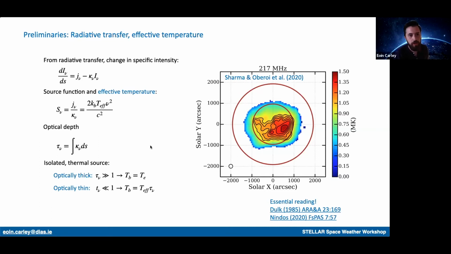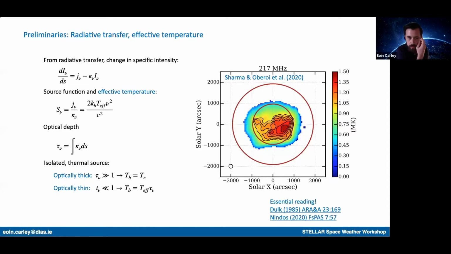Okay, so that was a quick tour through Rayleigh-Jeans law, brightness and effective temperatures. If it's all very familiar, that's great. If not, then these are some essential reading material down here. In fact, this paper here discusses it really well, and it's essential for any solar radio astronomy course.